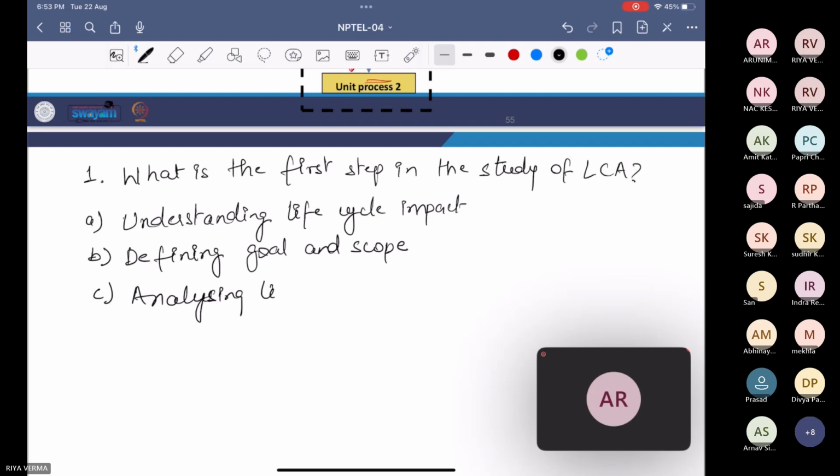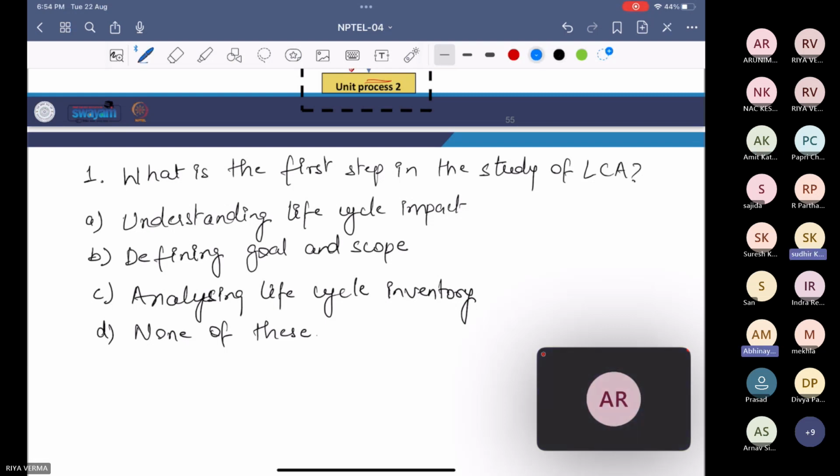Option C, analyzing the life cycle inventory, and option D, none of these. So I hope the handwriting is clear to you guys. You guys can read the question. So, anyone may tell me what will be the answer?